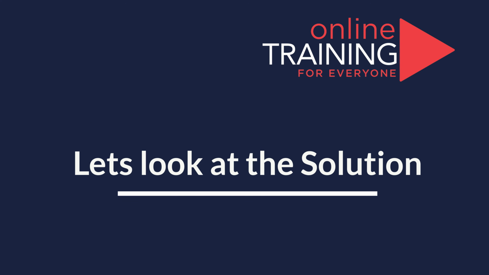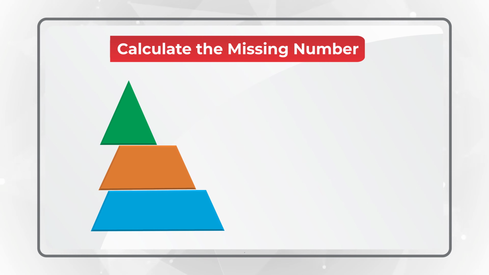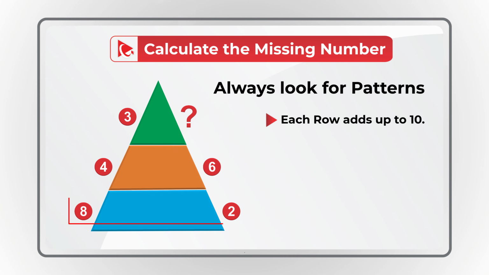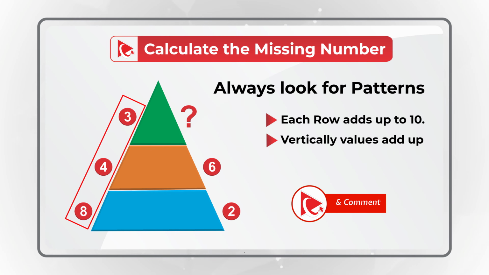Let's move forward so we can get to the correct solution together. I keep repeating it on this channel, but the fundamentals are solid. You need to always look for patterns in these types of questions. And there are actually two patterns here. The first pattern is that each row adds up to 10, and vertically value add up to 15.